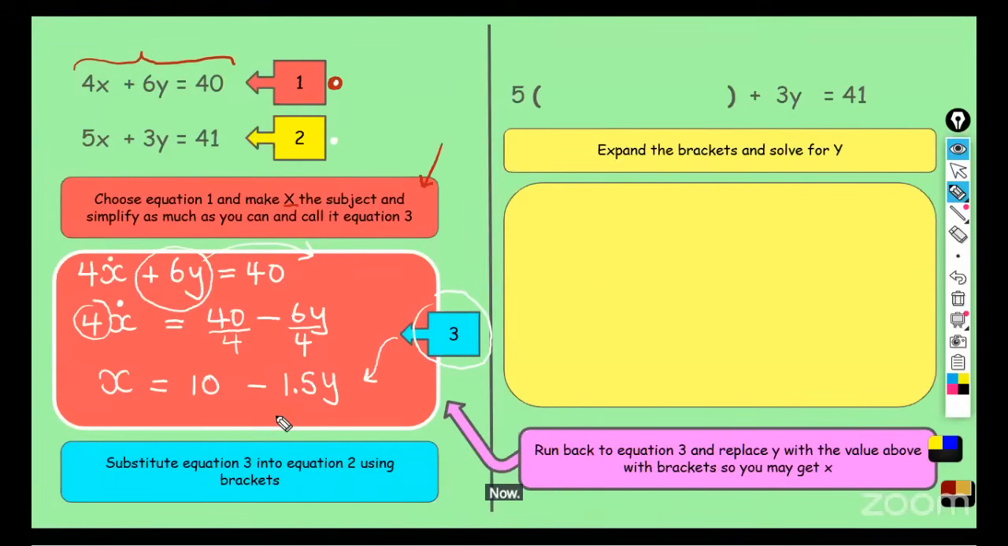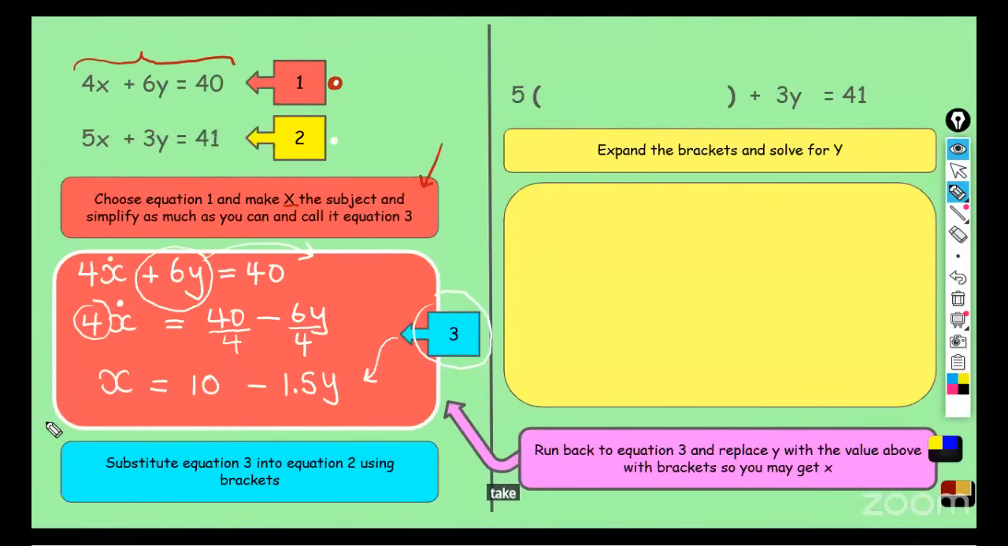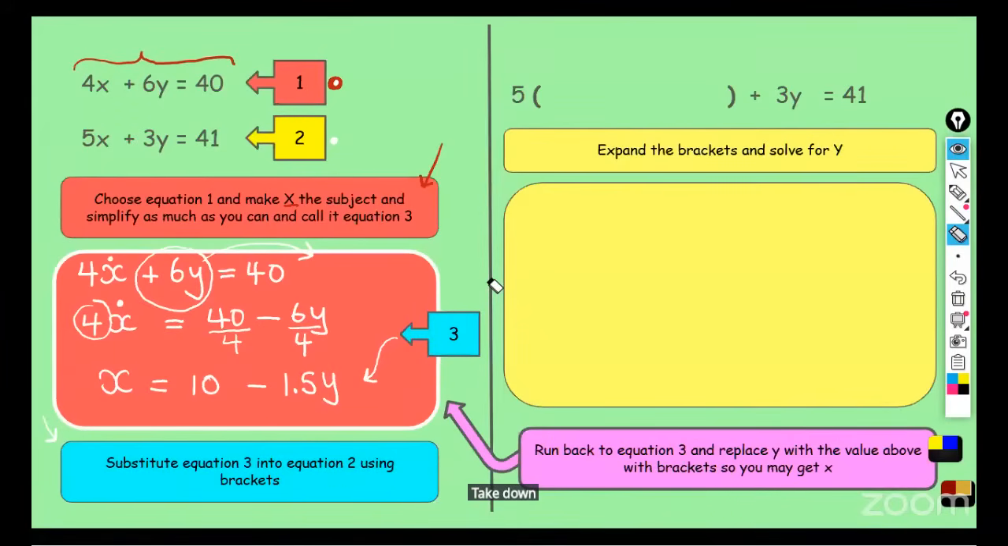Now don't lose focus. The aim of the question is to find the value of x and to find the value of y. Take down these instructions in blue immediately below. Substitute equation 3 into equation 2 using brackets. Just take down the instructions and I will explain what that means for those who are not too familiar with it. Right? Take down the instructions in blue directly below.